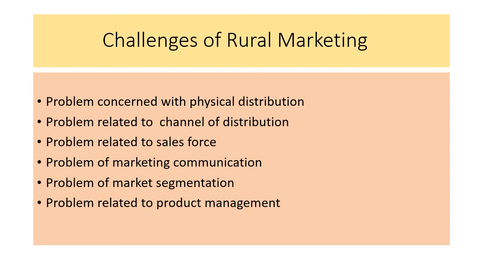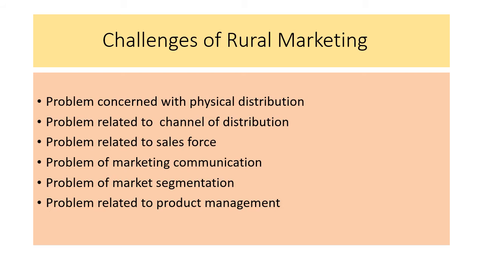Challenges or problems faced by rural marketing. First problem, concerned with physical distribution. While undertaking rural marketing, a marketer faces three different problems connected with the physical distribution of the goods. They are the problem of transportation, the problem of warehousing, and the problem of communication. Not all villages in India are connected by railways and waterways. The only reliable means for transportation of goods are the roadways, and they too are not in good condition. The transportation infrastructure of rural India is poor and inadequate to transport people and goods effectively.